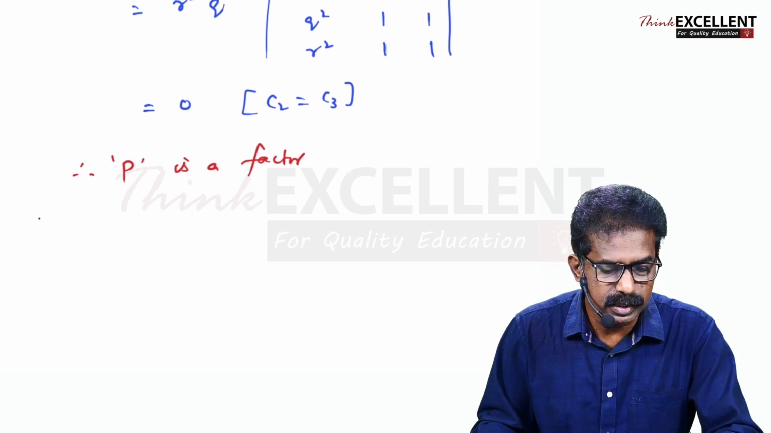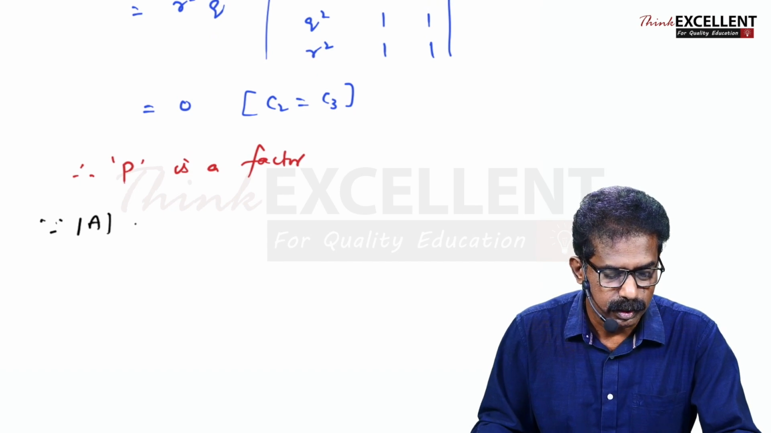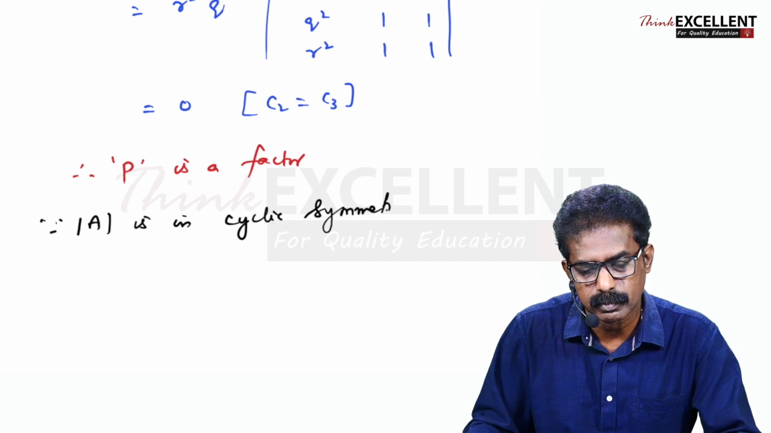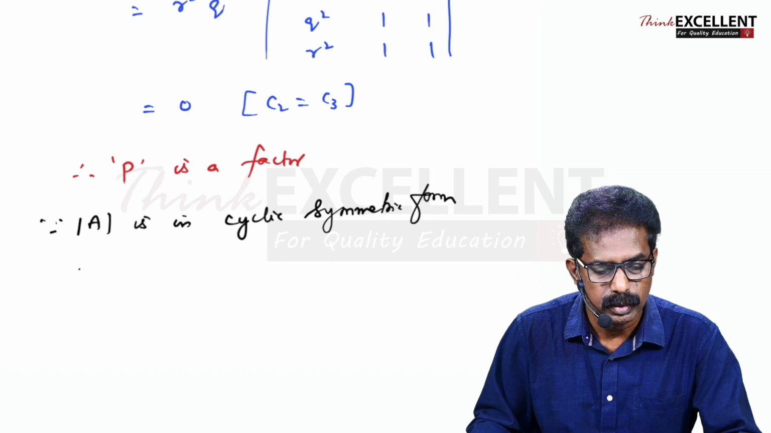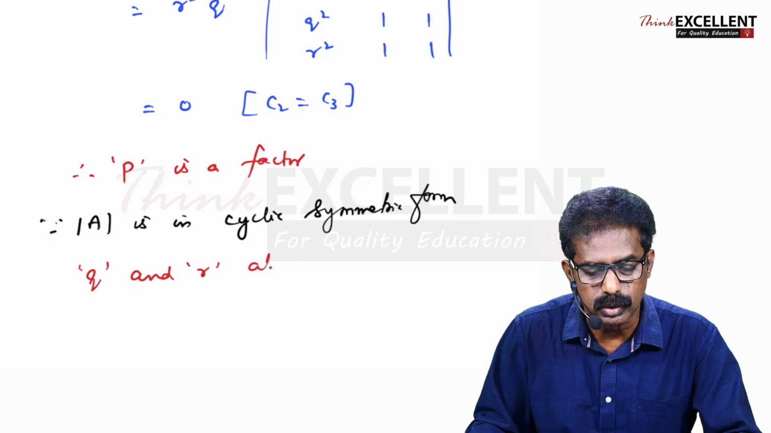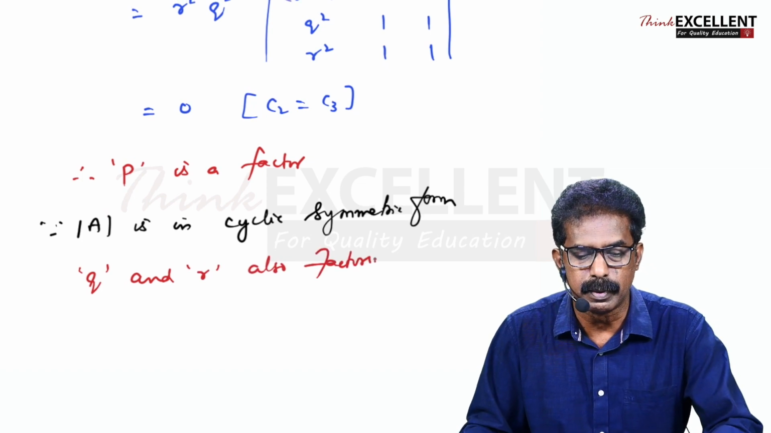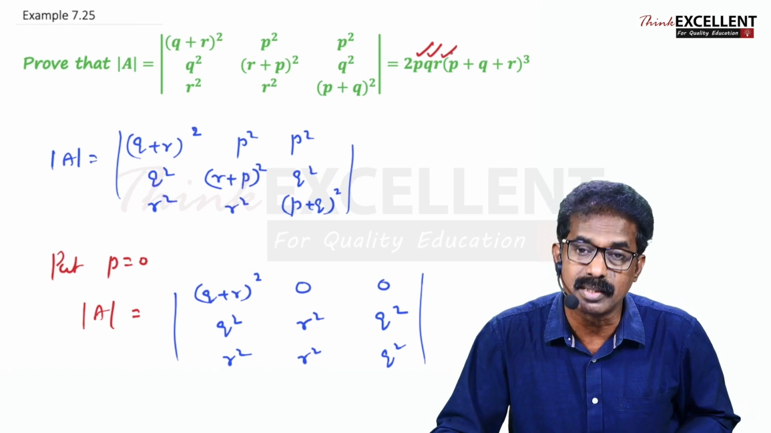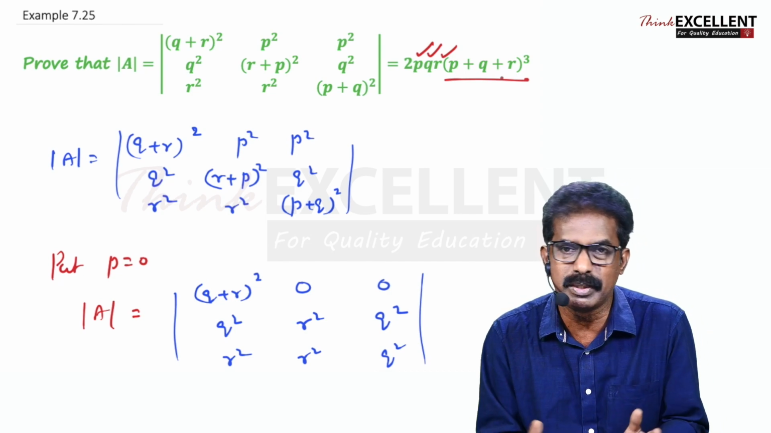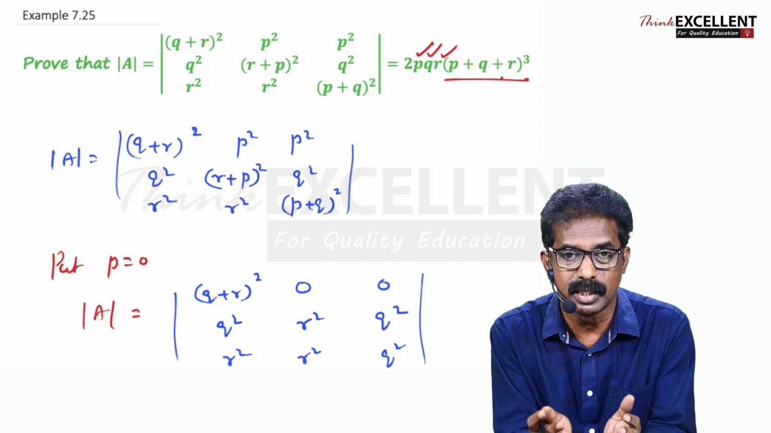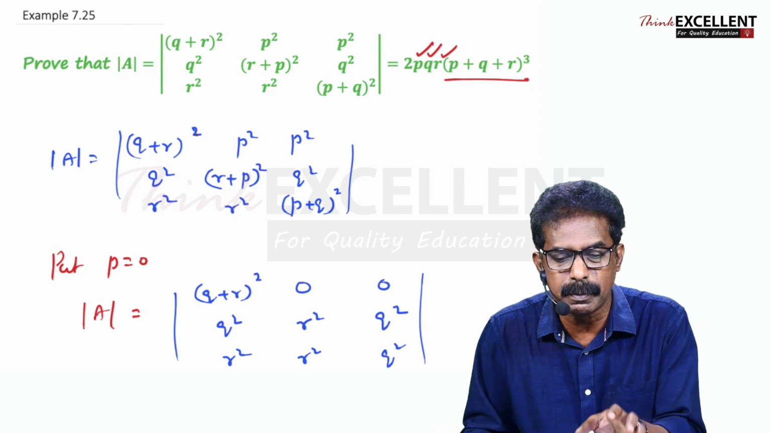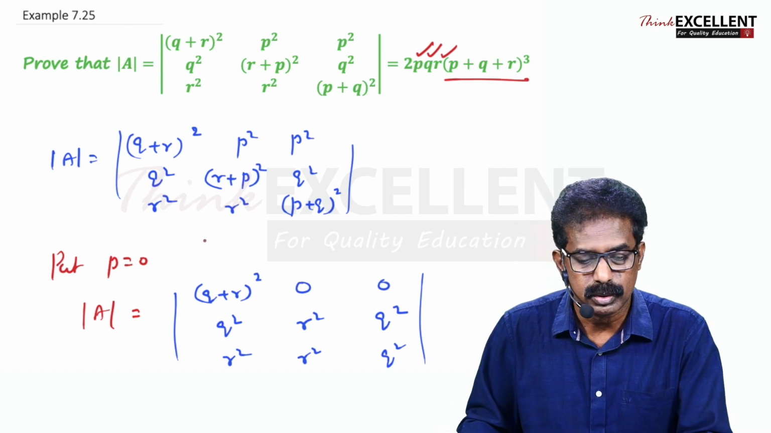So now we can write the reason. Since determinant A is in cyclic symmetric form, you can say Q and R also are factors. Now please listen, P is a factor, Q is a factor, R is a factor. But still you have P plus Q plus R the whole cube. If it were P plus Q plus R alone, no problem. Suppose the degree is 4, if the difference is 1, k into P plus Q plus R you will get. But here P plus Q plus R the whole cube is there. So what do you do now?